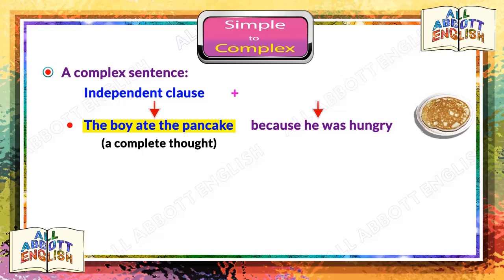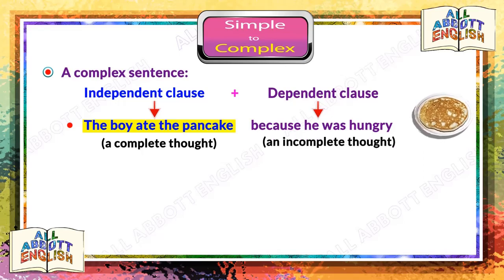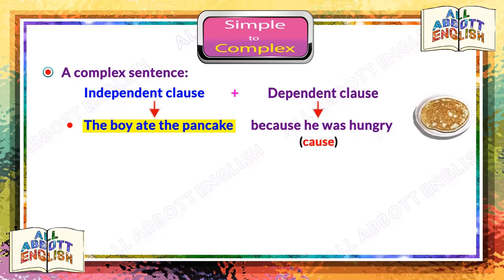Because he was hungry is a dependent clause. It is an incomplete thought. That is to say, it can't stand alone as it is an incomplete sentence. By itself, because he was hungry doesn't make any sense. It is the cause or reason for eating the pancake. Therefore, it has to be connected to the independent clause, which is the effect.